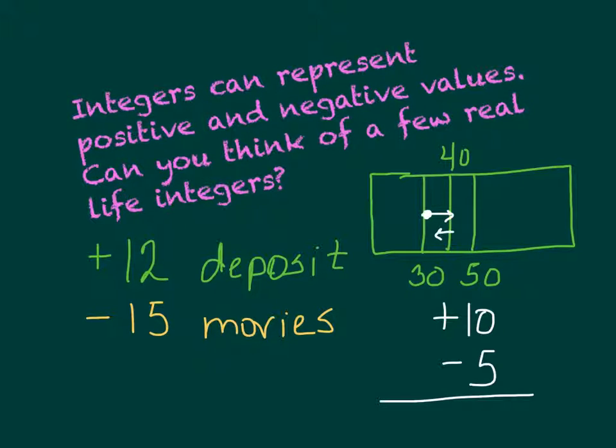Okay, so if I start with 30, you can see I gained yardage and got to 40, but wait a minute, I lost 5 yards, so that's going to mean I'm at the 35-yard line or somewhere about right here on my number line or on my football field.